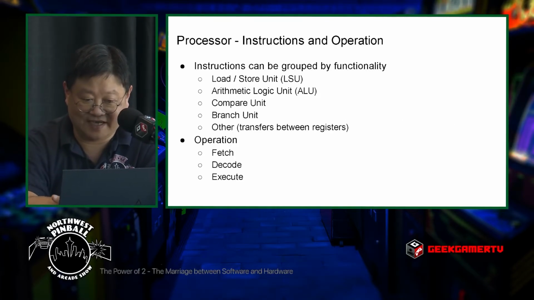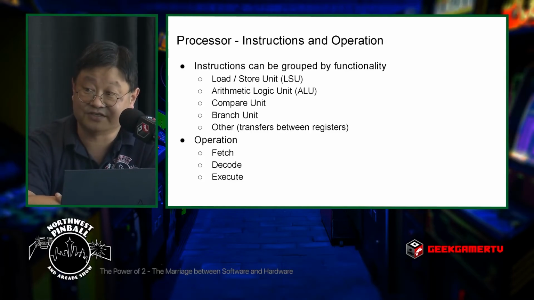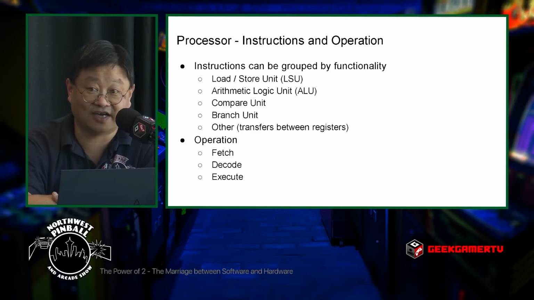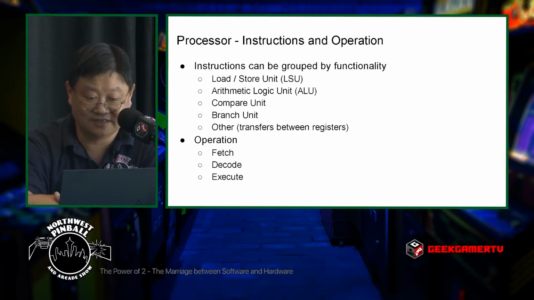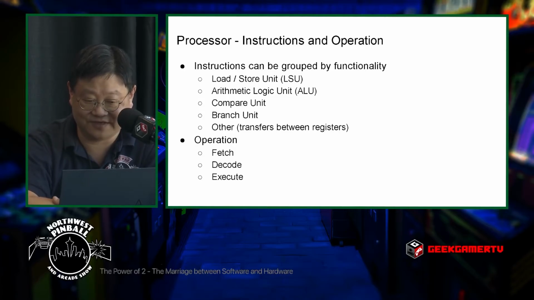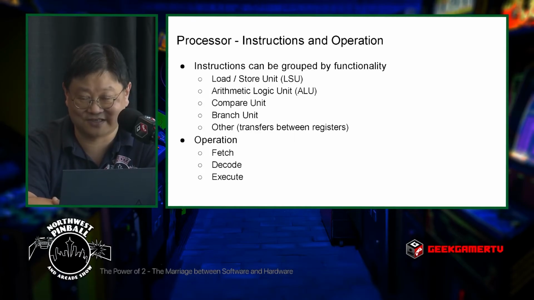All processors have different operation units, instructions, typically grouped into load stores, arithmetic, add, subtract, or logical, and, or. There's a compare unit that allows it to compare signed, unsigned, less than, greater than, equal. There's a branch unit that decides whether it needs to branch or not. And there are a whole bunch of other miscellaneous things like flag operations, transfers between registers, stack pointers, and so on. A processor works in very simple steps. There's fetch, decode, and execute. That's pretty much what it does. Fetch the next instruction, decode, execute.